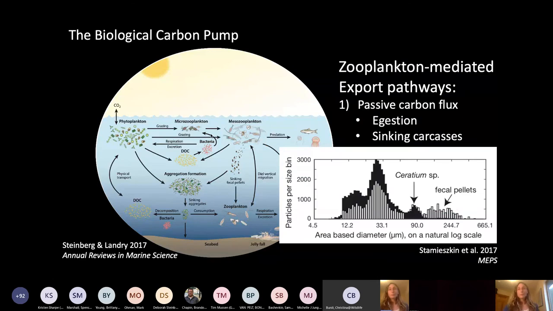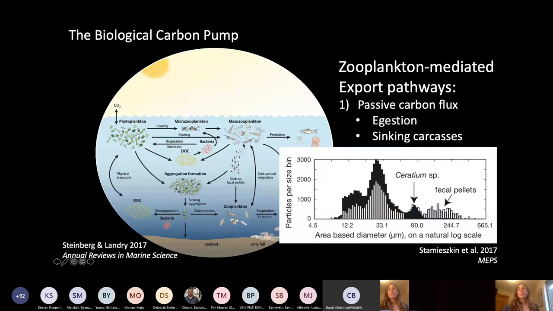So yeah, this is what we're talking about, mesozooplankton. Focusing in on this portion of the biological carbon pump diagram, we have our mesozooplankton in the surface waters feeding, presumably at night, because as Debbie explained, they migrate up and down in the water column and feed mainly at night in surface waters.